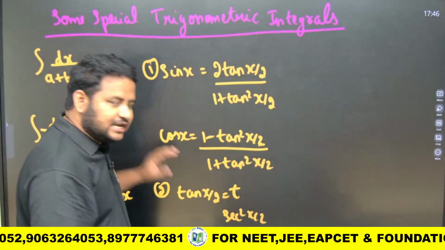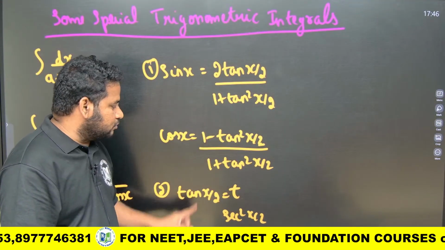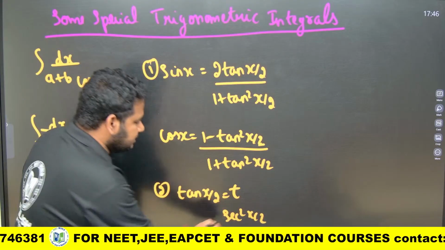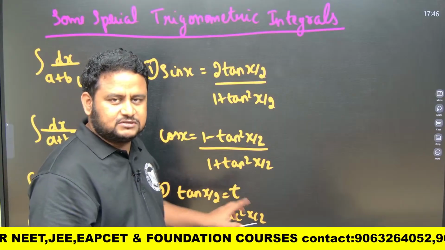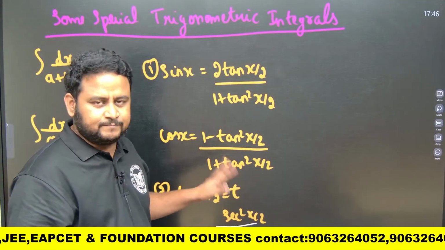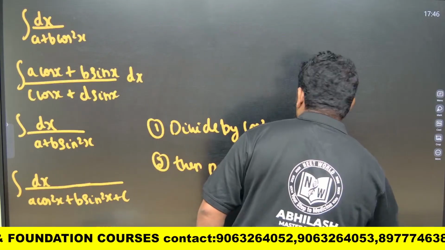Then in the last step, for substitution, put t is equal to tan(x/2). Then you will get dt is equal to 1 by 2 into secant square(x/2) dx. Then, simplifying, you can solve the question very easily. Let us see some questions based on this.